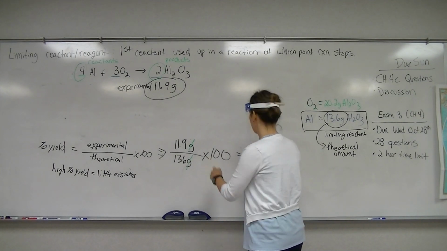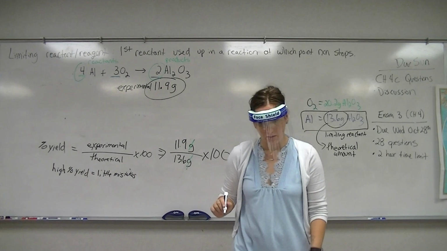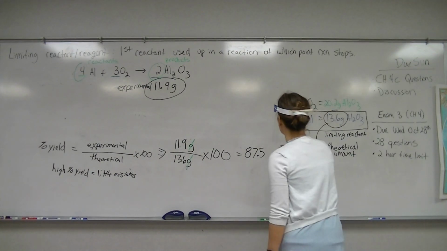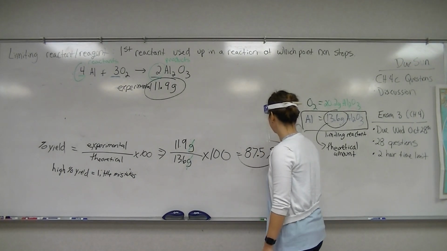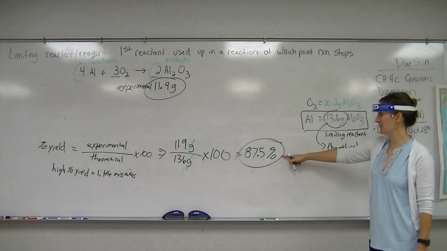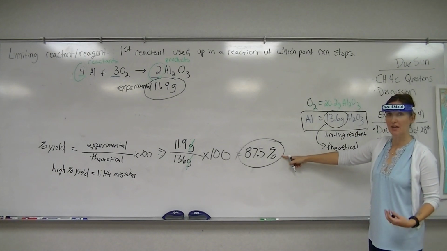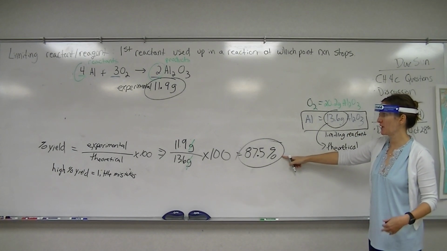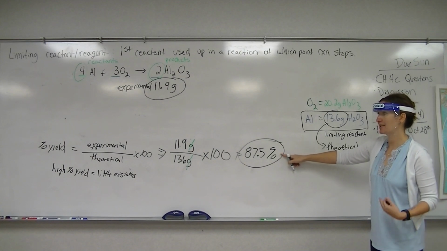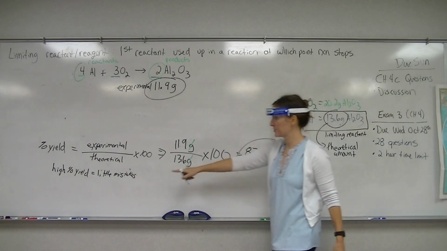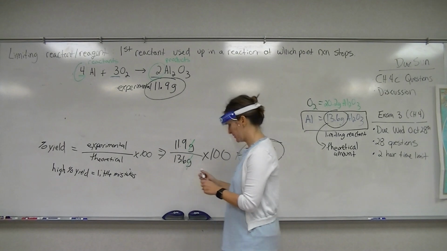Do I need 3 sig figs? Yes, I do. So 87.5%. If I got 100%, that means I made everything with no mistakes. So this is good. It's a high percent yield. Higher percent yield means little mistakes.